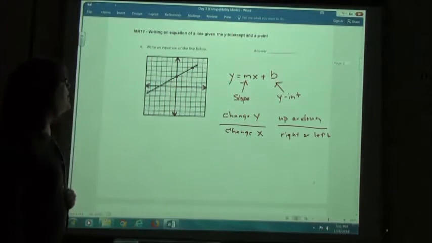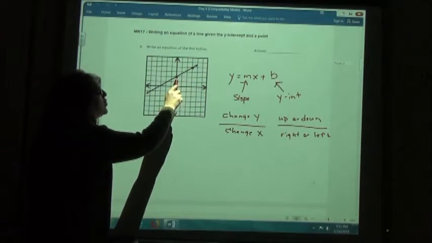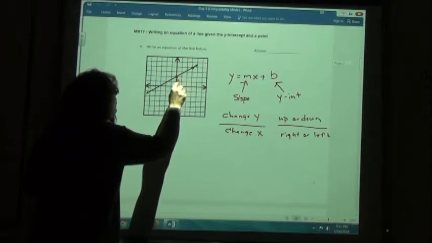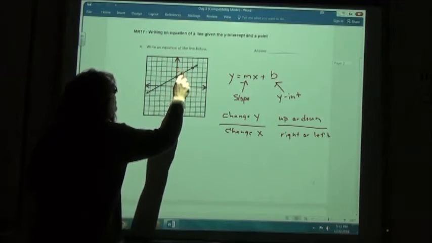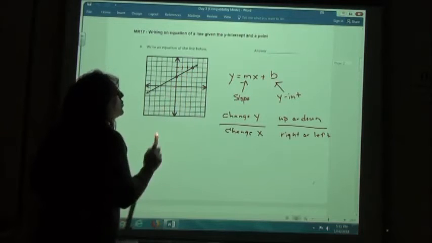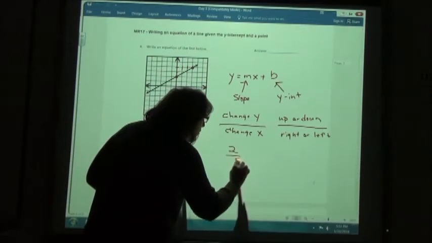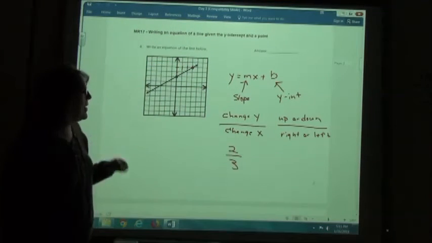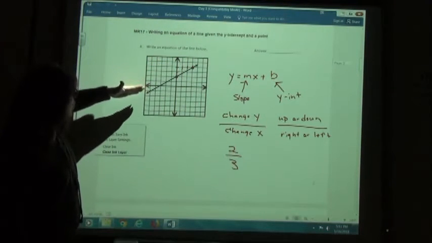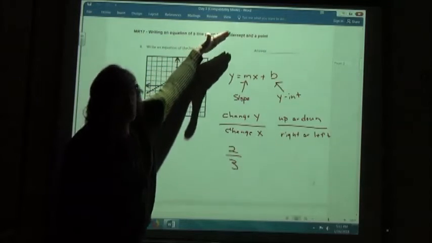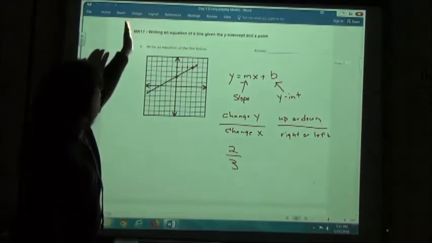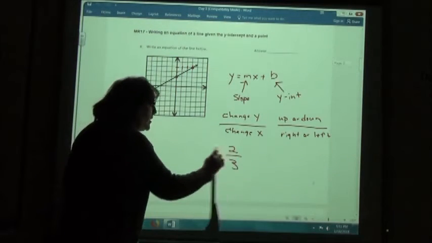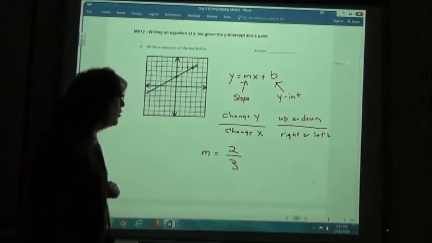So in this case, if I'm finding my slope, I always like to start on the point on the left and go to the one to the right. To get from this point to this point, I'm going 1, 2 up, 1, 2, 3 to the right. So I have a positive 2 over a positive 3. I went up 2, 3 to the right. Again, my slope, if my line is going up as I go from left to right, should be positive. If I'm going down as I go from left to right, it's negative. So I know my slope, the m value, is 2/3.